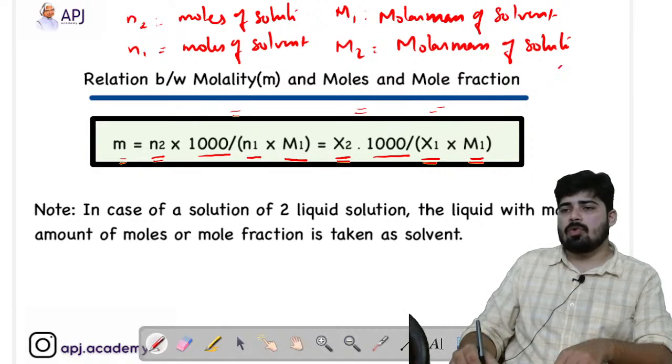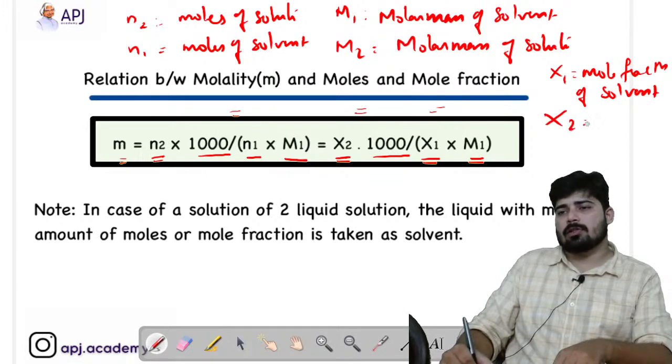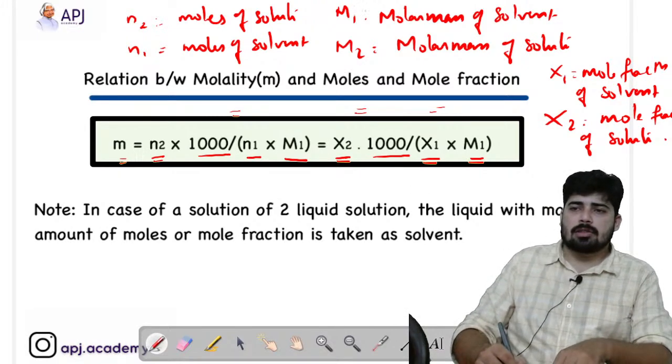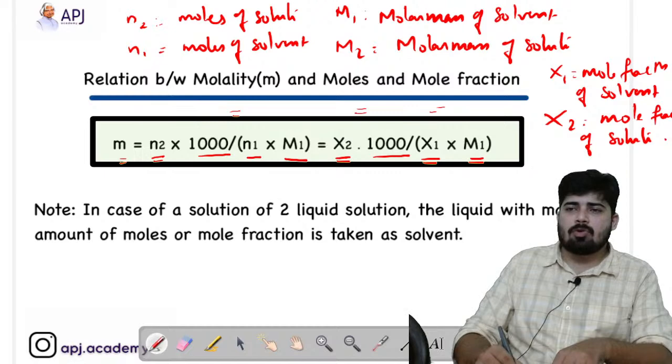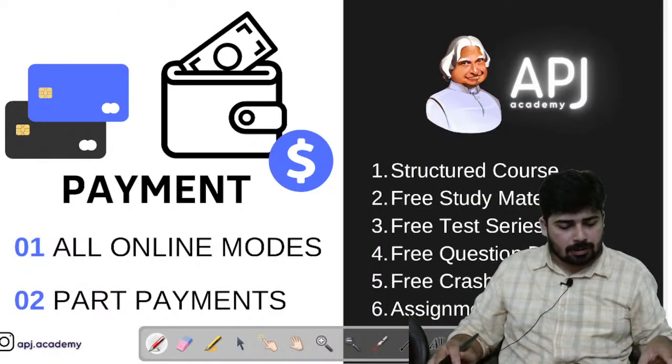Okay. Now what about X1? X1 is the mole fraction of solvent. And what about X2? X2 is mole fraction of solute. Okay, so this is all about molality, moles and mole fraction. So that's all about the chapter today, students.